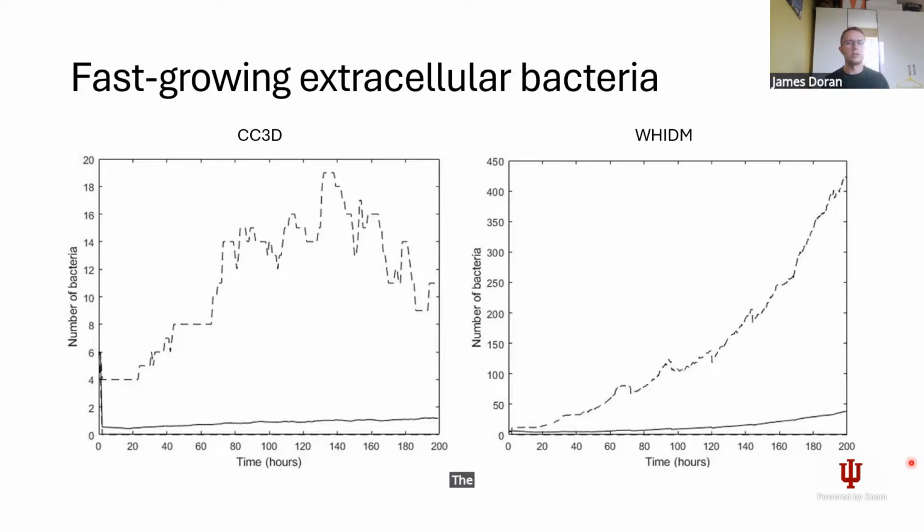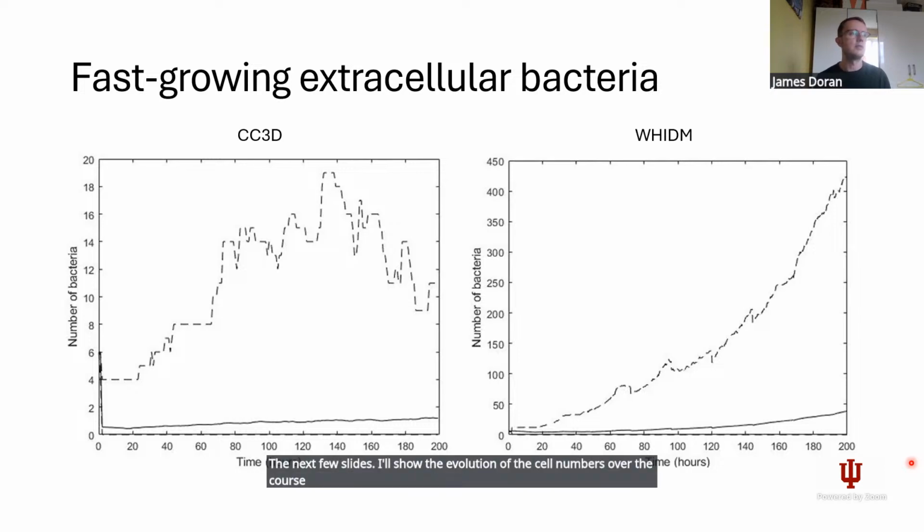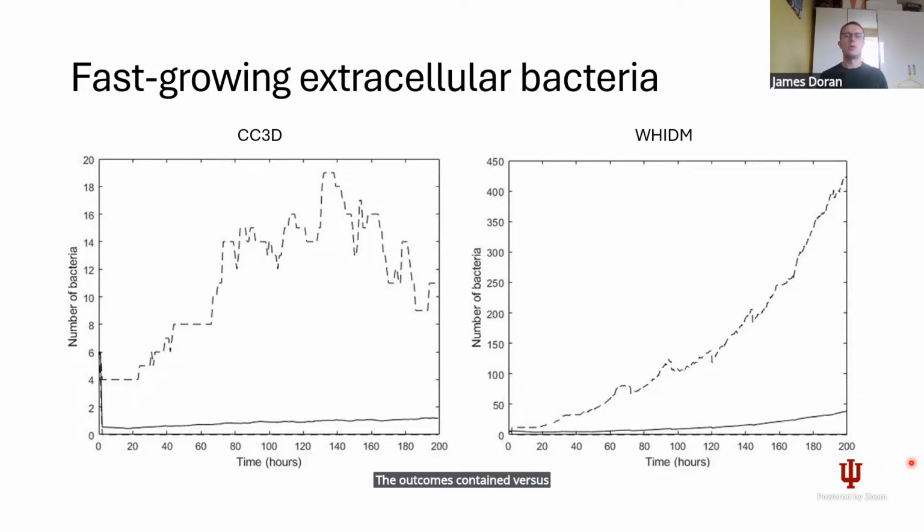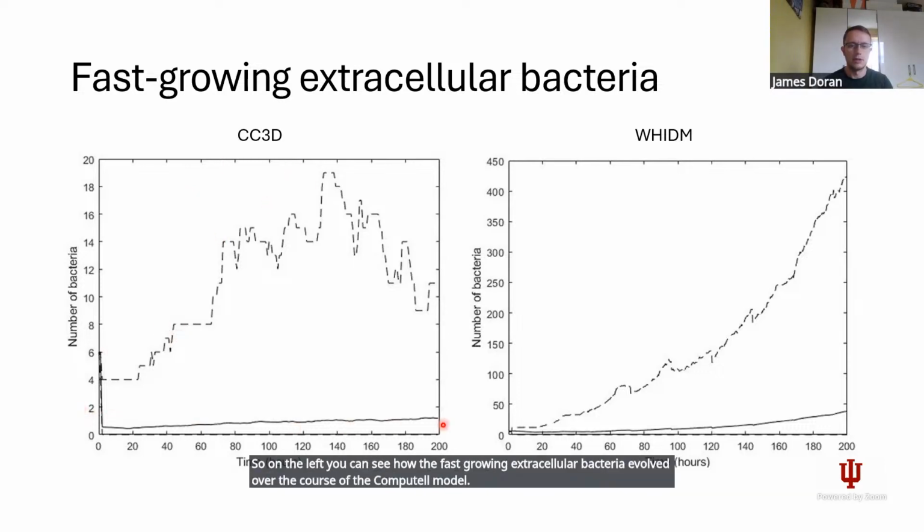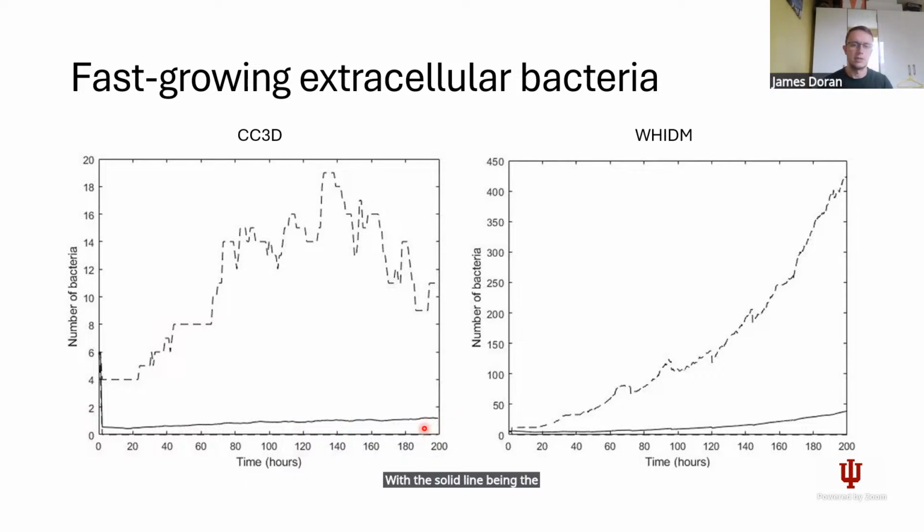The next few slides, I'll show the evolution of the cell numbers over the course of the simulations. And this is where we can see that although there was qualitative agreement in terms of the outcomes, containment versus dissemination, quantitatively, how these cell numbers evolved over time were quite different between the two models. So on the left, you can see how the fast-growing extracellular bacteria evolved over the course of the CompuCell model, with the solid line being the mean quantity and the dashed lines being the 95% uncertainty intervals.